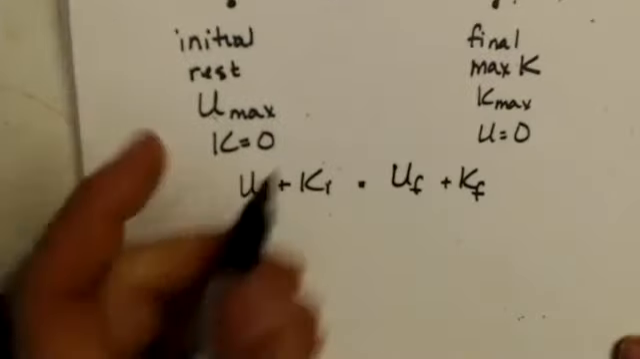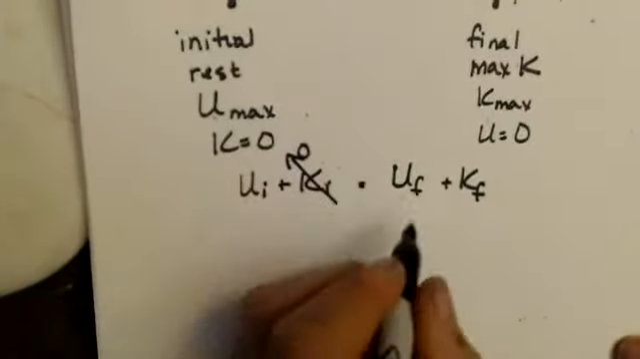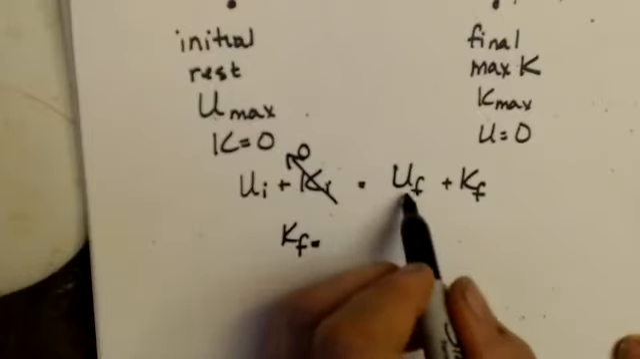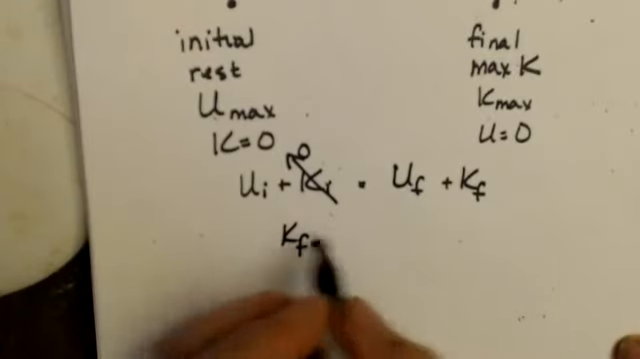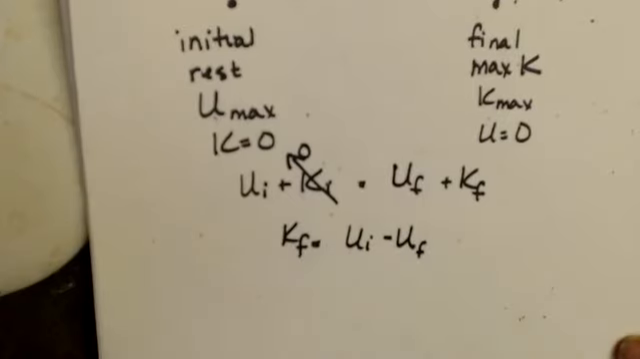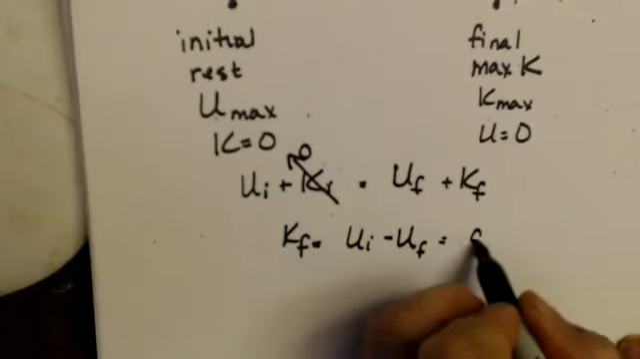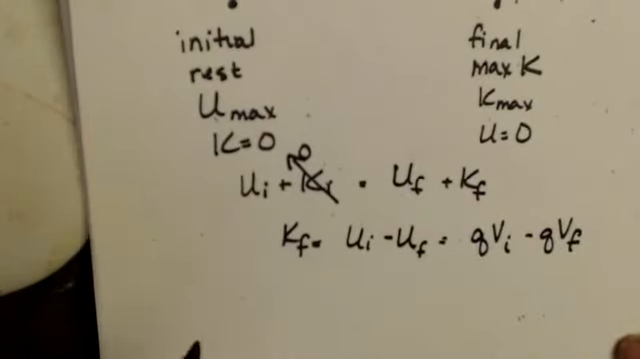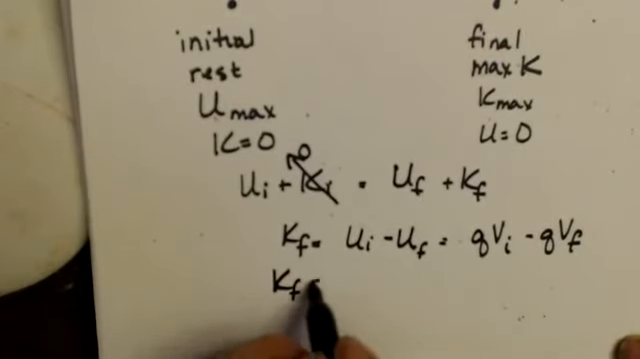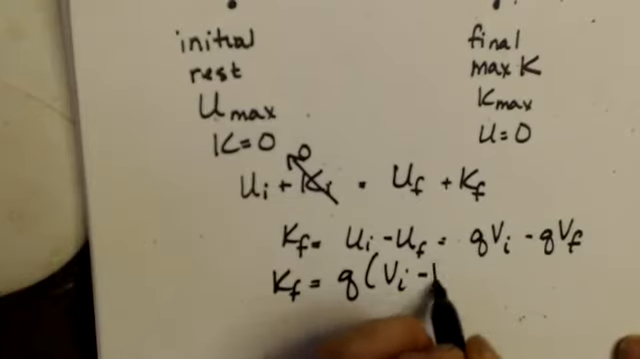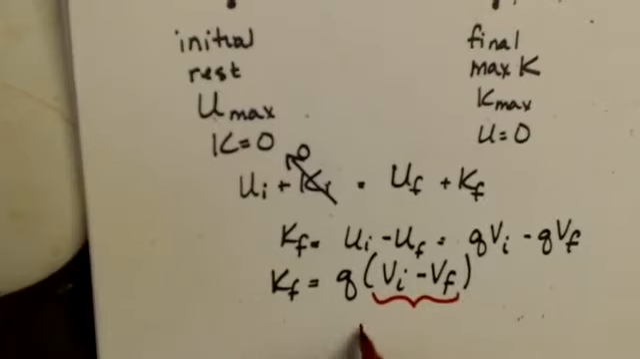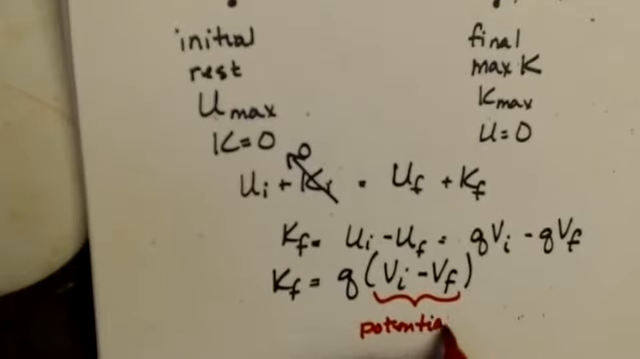I know that that's 0. Now I'm going to do something a little bit different here. I'm going to say K final is equal to U initial minus U final. But then remember, U is Q V initial minus Q V final. And if I factor Q out, this thing right here is what I call the potential difference. Remember in the notes, if you've looked at them, we had that thing called the potential difference.